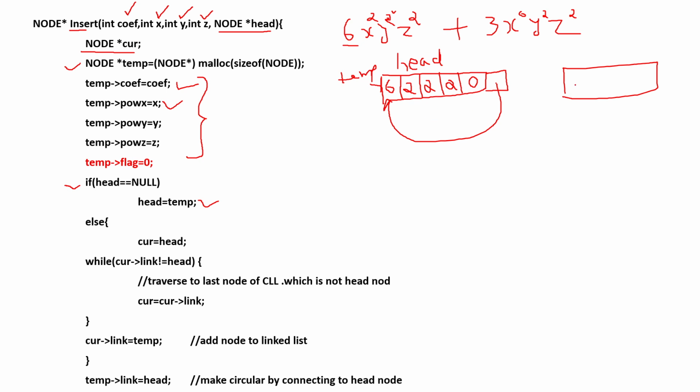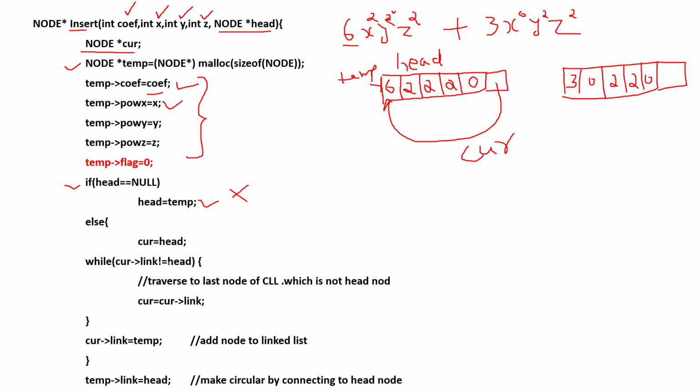Head is not null. So the coefficient is copied. X exponent is copied. Y exponent is copied. Z exponent is copied. Flag is set to 0. We'll see one more, that is the pointer field. Is head null? No, this is not null. So this part is ignored in this case. I will be marking this as the current node.